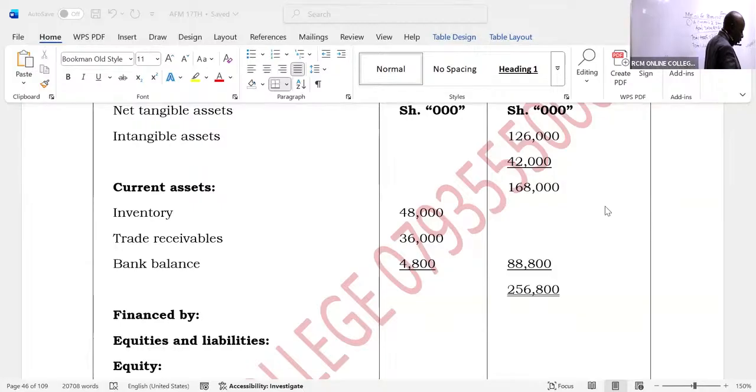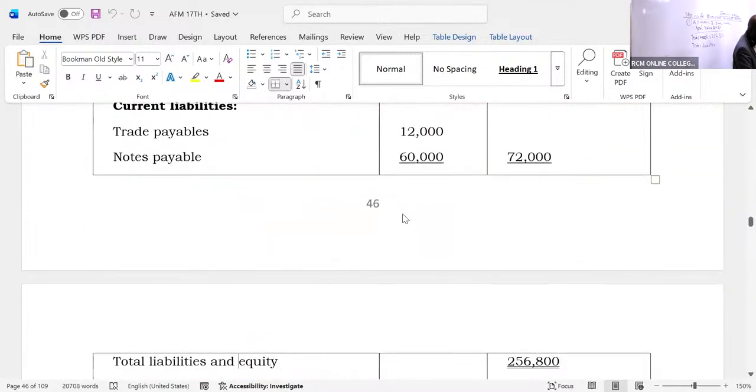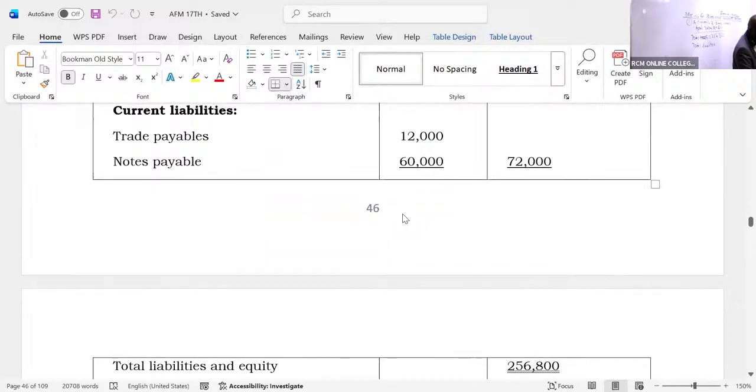Online ninjas, they're not talking here. Total liabilities, look at your balance sheet. Oh, the students who haven't yet gotten this document, and the ninjas who don't want to share. So total liabilities go to the financed by section. What am I able to see? I'm able to see current liabilities of 72,000 here. Are you able to see that? Current liabilities, you can see trade payables and notes payable, totaling 72,000, isn't it?